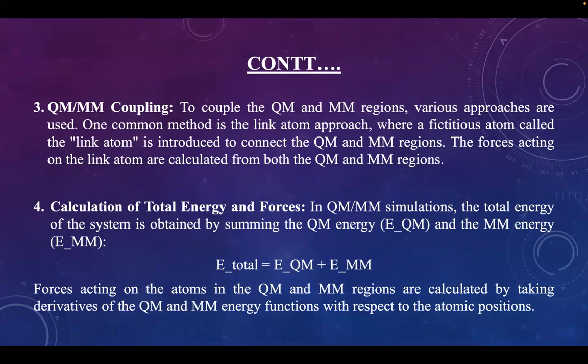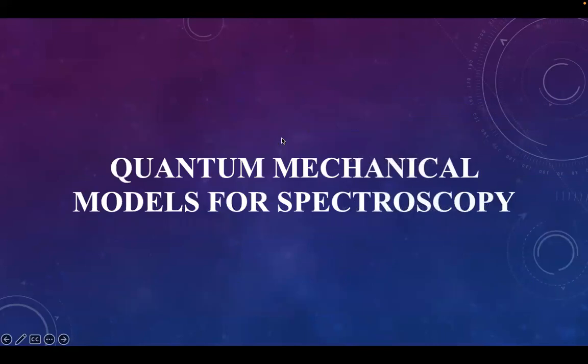Calculations of total energy and forces in QM-MM summation. The total energy of the system is obtained by summing the QM energy and the MM energy. E total is equal to E QM plus E MM. Forces acting on the atoms in the QM and MM regions are calculated by taking derivatives of the QM and MM energy function with respect to the atomic positions.